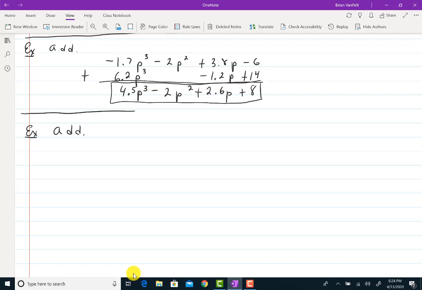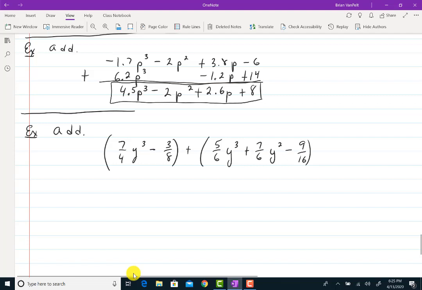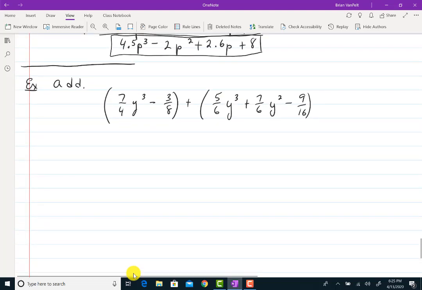Another one. 7/4 y cubed minus 3/8 plus 5/6 y cubed plus 7/6 y squared minus 9/16. And so if I decide to use this stacking method like the previous problems, here's what I'll have.